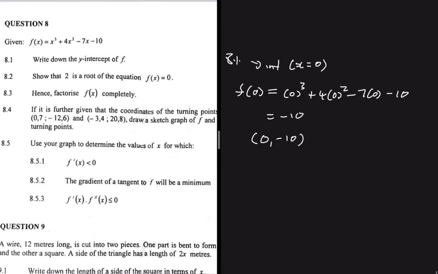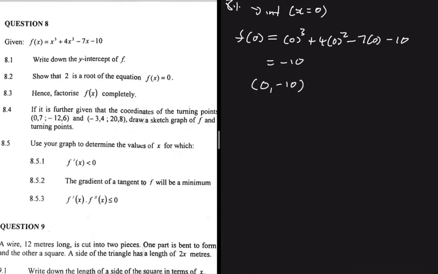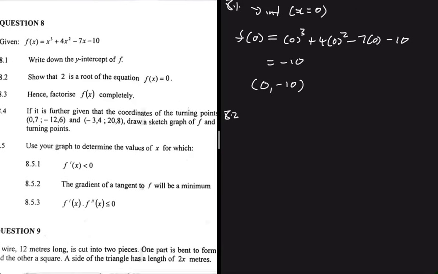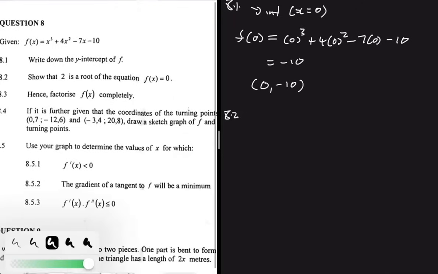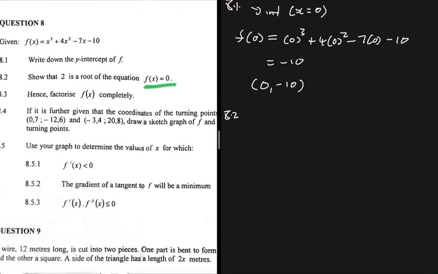Right, that is 8.1. Let's go ahead and do 8.2. So in 8.2, we are required to show that 2 is a root of the equation f of x. Right, if 2 is indeed the root of the equation f of x, then when we substitute 2 into f of x, we shall get f of x equal to 0. Right, so let's go ahead and see if that checks out, right?